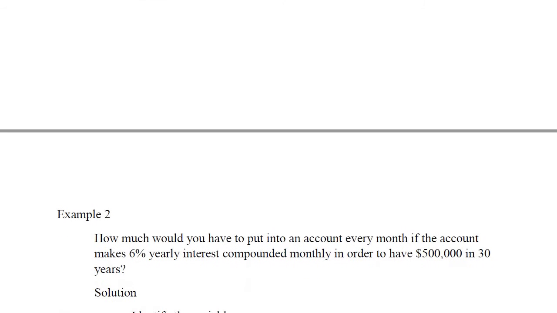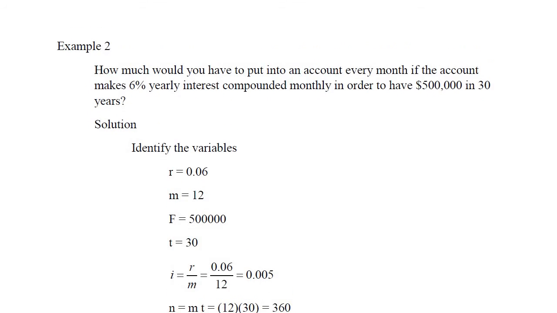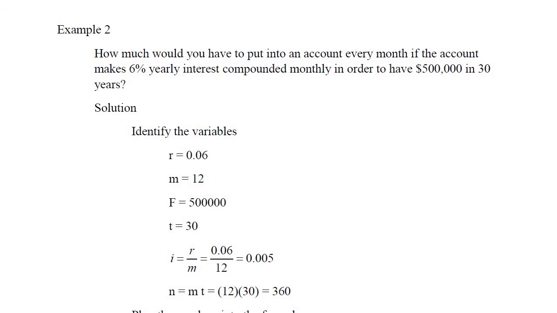Alright, let's take a look at a different example. Example number 2. Here it asks the following. How much would you have to put into an account every month if the account makes 6% yearly interest compounded monthly in order to have $500,000 in 30 years?